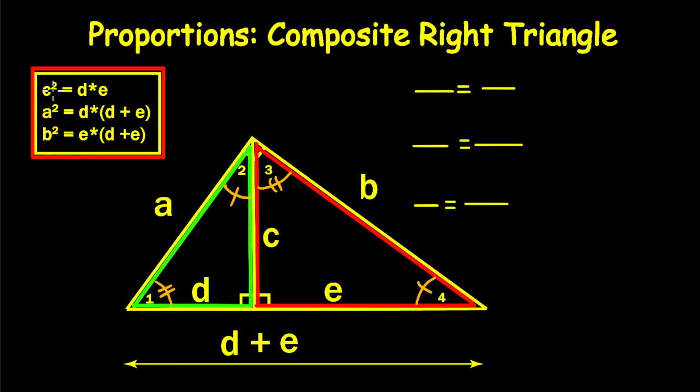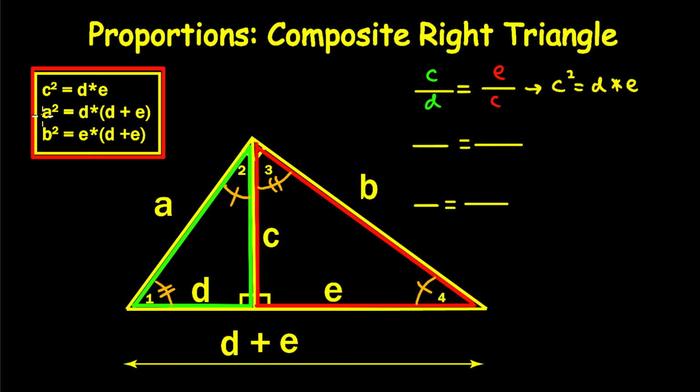So we'll start with the first formula, c squared equals d times e. So then down here, the mid side of the small triangle, or the small side of the small triangle, which is c over d, equals the mid side of the medium triangle over the small side of the medium triangle, and that is e over c. And then rearranging, c comes up here, d comes up here. We have c squared equals d times e.